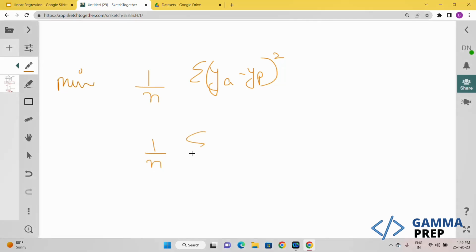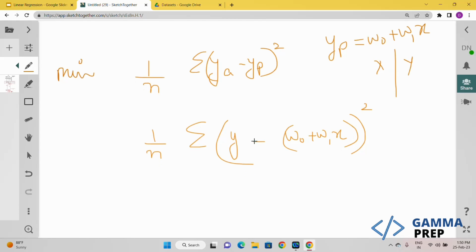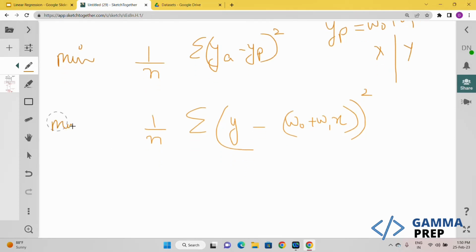Let me write it in a better way. y actual, I'll write it as y only, and y predicted, I'll write it as w0 plus w1x, because y predicted will essentially be w0 plus w1x. That's how we want the model to be, and we want to figure out our w0 and w1. Here we are assuming that we have only one x and one y, that is, we have simple linear regression. Now we want to minimize this.